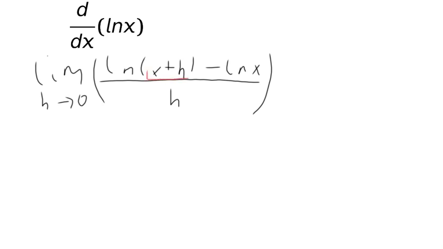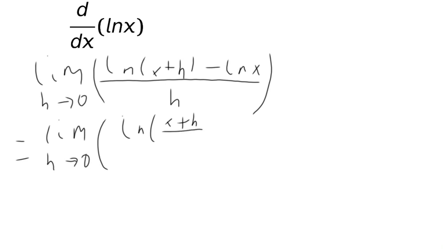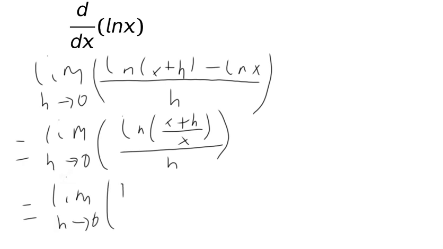Now, here we have a sum inside of the natural log. We can't do too much with that. But here we have a difference of two natural logs. So when we have that, we can write that as a single natural log with a quotient inside. So this will be the limit as h goes to 0 of natural log of x plus h over x. This is still over h. Now when you have this over h right here, that's like saying multiplying by 1 over h. So I'll put that down right here: 1 over h times the natural log of x plus h over x.